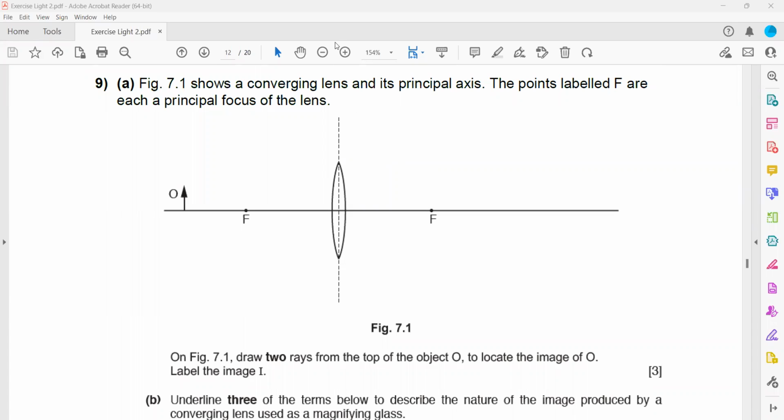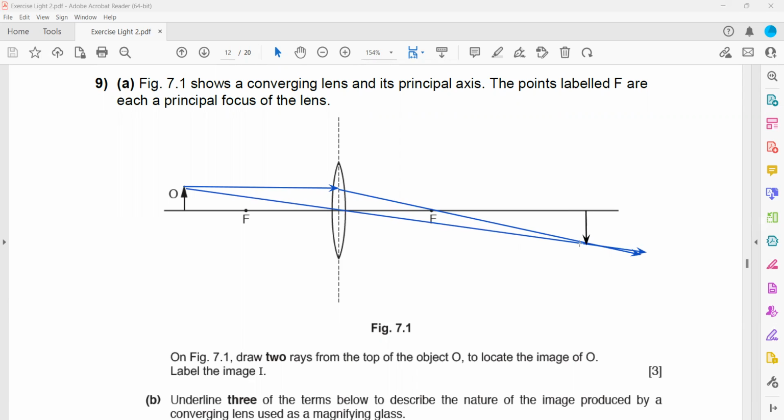So first, how to locate an image? From the tip of the object, we draw a parallel light ray. Where should it pass through? To the focus. So it will pass through the focus. The second light ray I pass from the center of the lens, where it will continue its path, its direction. The position where the two light rays meet or intersect is the position where the image will form.